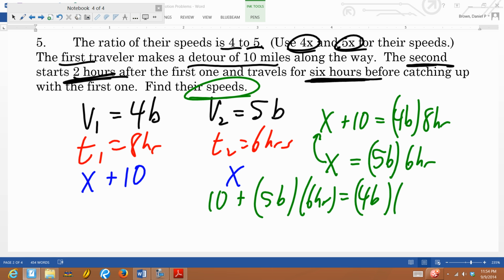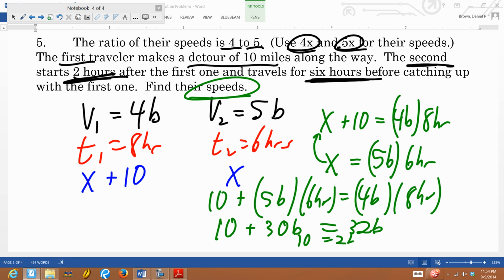4b times 8 hours. If I multiply this through, here I get 30b. You have to be careful not to combine with the 10. One has a b and one doesn't. On the other side, I'm going to get 32b. Now I can subtract 30b from both sides here. Okay, then we get that 10 is equal to 2b. Or we can obviously see if we divide by 2, since 2 and b are multiplied, dividing is the opposite operation. And so 5 is equal to b.